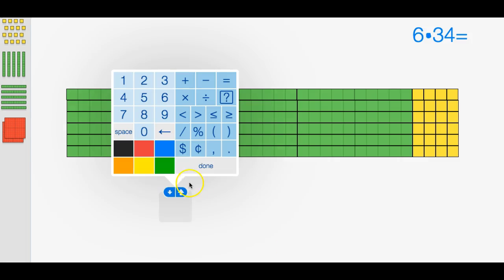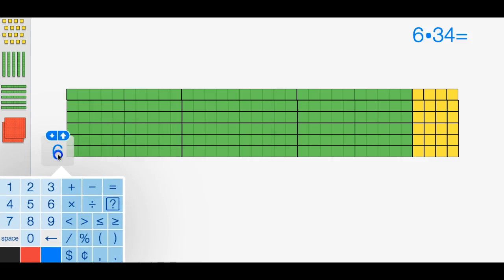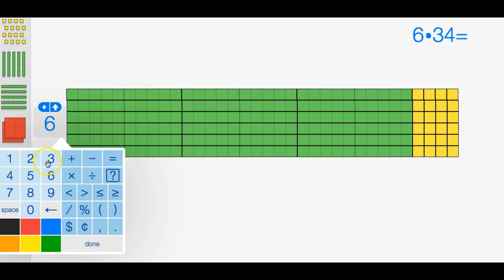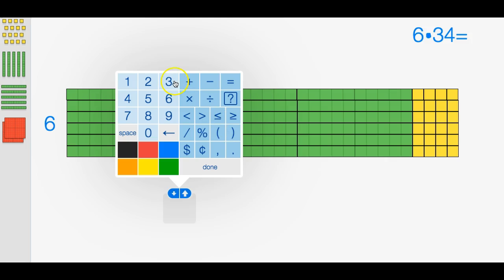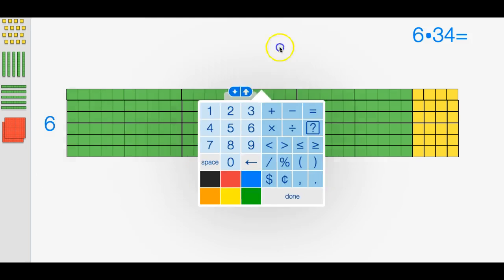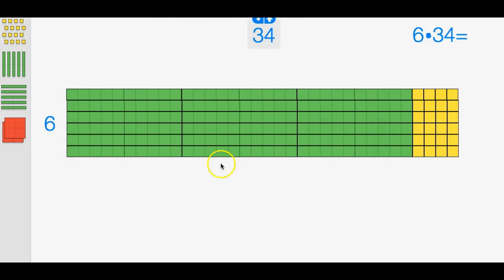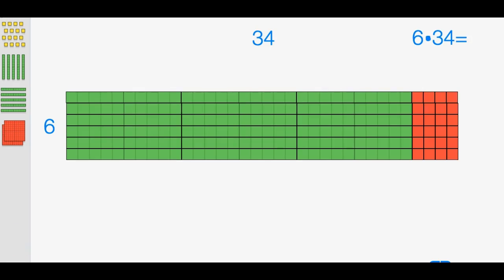And I'm going to go ahead and label this as 6. 6 can go here. And 34 is going to go along the top, just like our original problem. So now here we have our representation of 6 groups of 34.